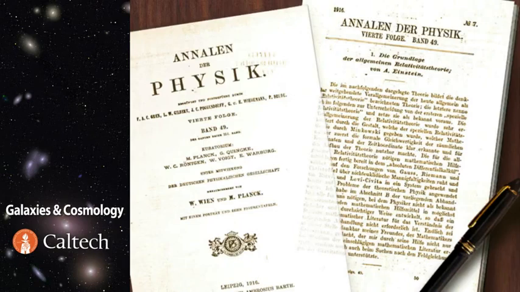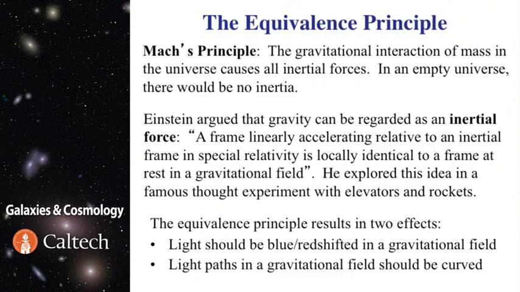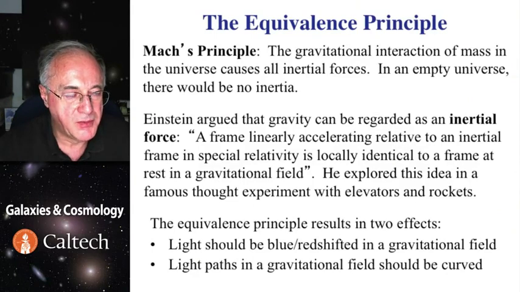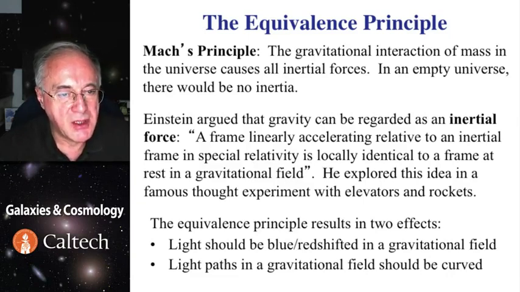However, even before this was published, he already had some of these ideas, including gravitational bending of light. The equivalence principle postulates that gravitational and inertial mass are the same. In addition to that, there is Mach's principle, which postulates that gravitational interaction of all masses is what creates inertia. In an empty universe, there would be no inertia, there would be no mass, which is sort of obvious. But Einstein argued that gravity is an inertial force, and there is a famous experiment with elevators and rockets.